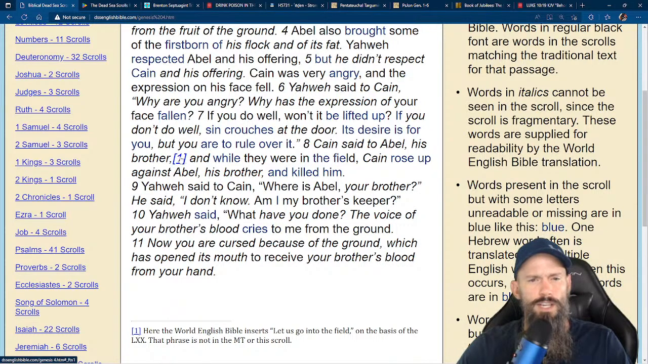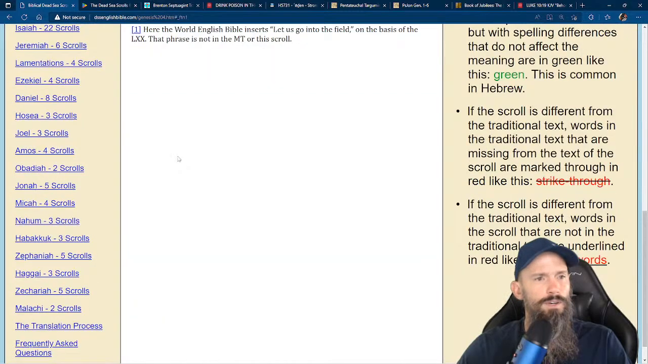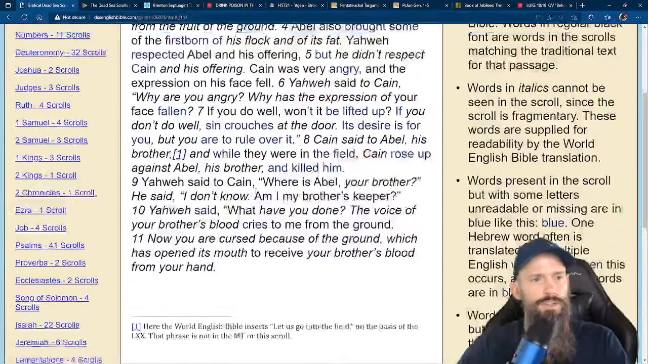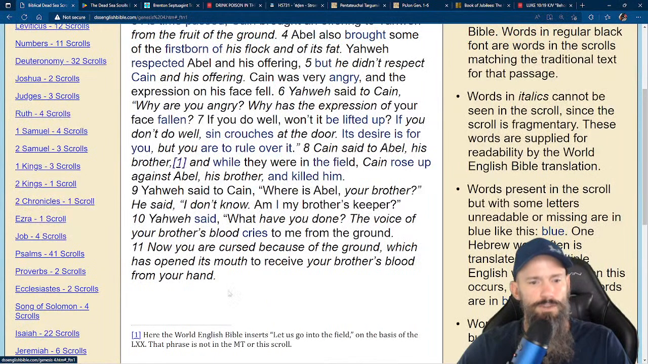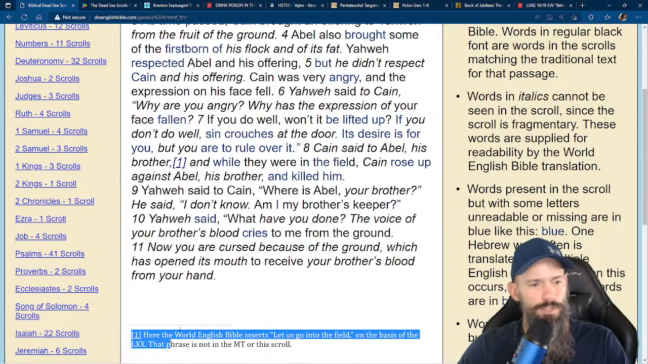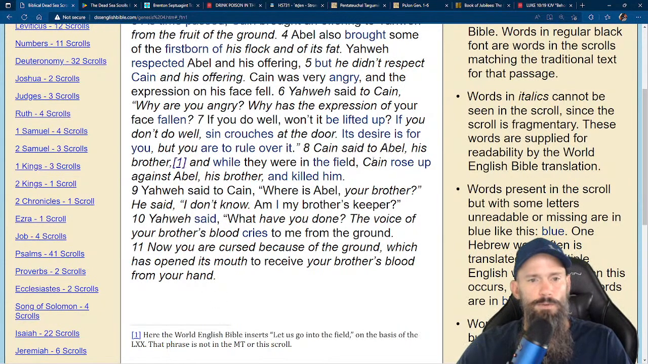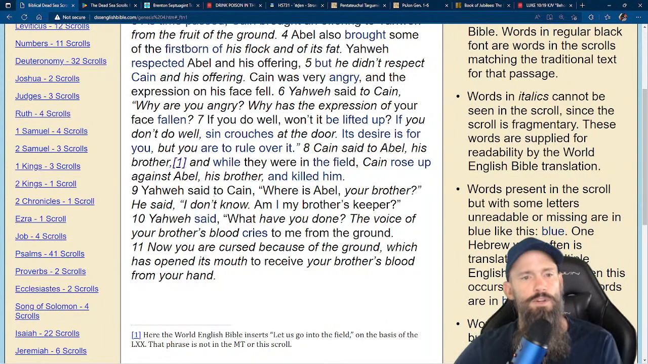So that's Cain said to Abel, his brother. It's missing there. Let us go into the field. Okay, said to his brother, let us go into the field. So that's where that comes in. While they were in the field, Cain rose up against Abel, his brother, and killed him.